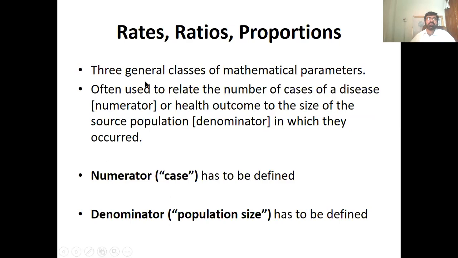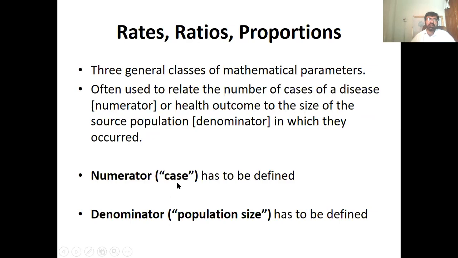Rates, ratio, and proportion. Three general classes of mathematical parameters often used to relate the number of cases of a disease, the numerator or health outcome, to the size of the source population, the total population from where these deaths, the numerator, occur. So the denominator is the population in which they occur.